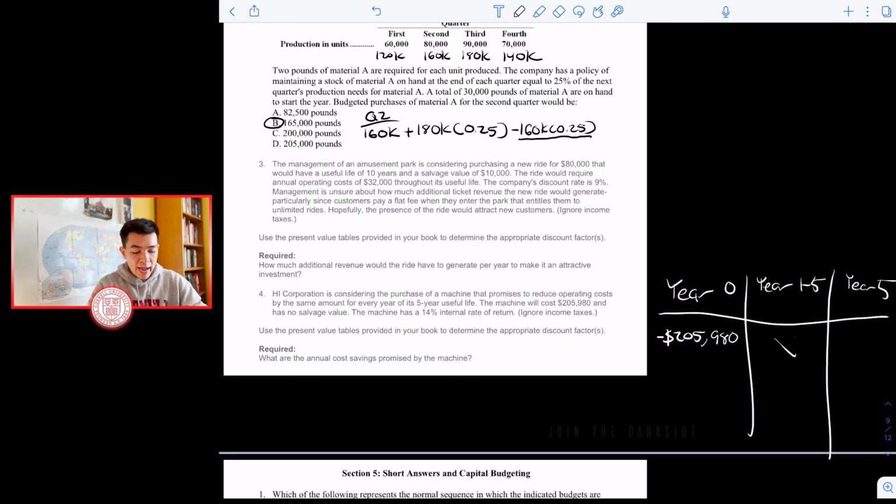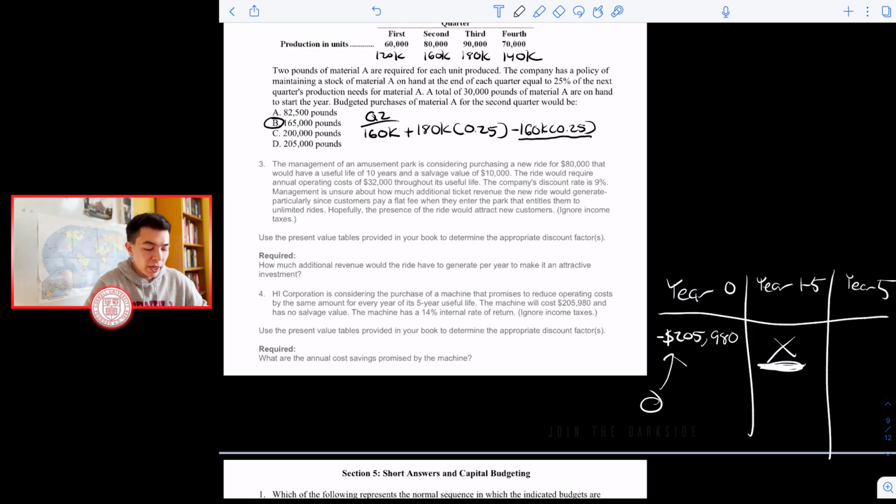And when they say that a machine has an internal rate of return of 14%, that's essentially saying that whatever positive cash flows we're receiving should make that $205,000 cost 0. So whatever X here is, whatever this value should be, X, it should make this equal to 0. So we've got to figure out how to get that.